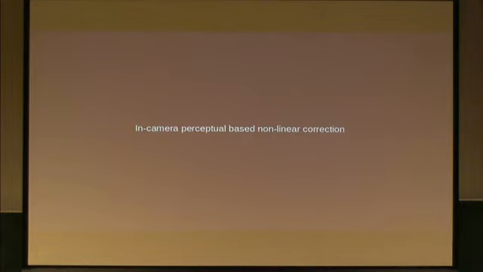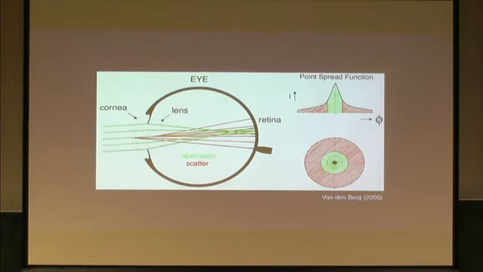So what we are currently working on is the following. We want to perform nonlinear correction in camera, based on perception results, which allows us to do tone mapping in camera and produce images that look natural. So one thing to bear in mind is that in the eye, there's a lot of degradation to the light coming into the eye. So light comes into the eye, goes through the lens, and it's scattered.